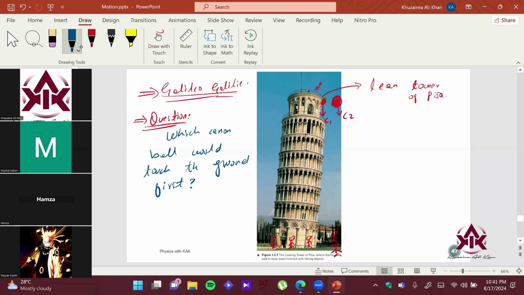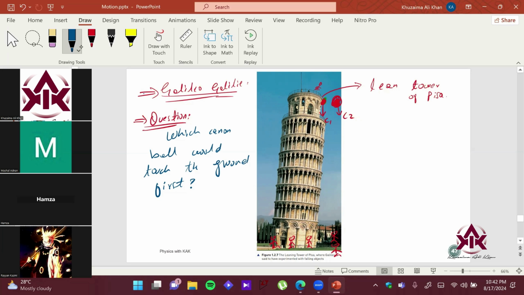Sir, I think both of them would touch at the same time. Okay, Rayan says that both of them will touch at the same time. What about Hamza? The smaller one will go first, maybe the smaller one. What about Mashal? Same, the small one will go first, maybe. So you support Hamza, right, Mashal? Yes sir. Okay.